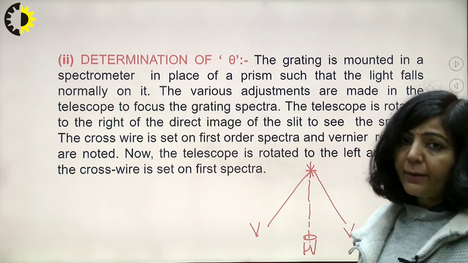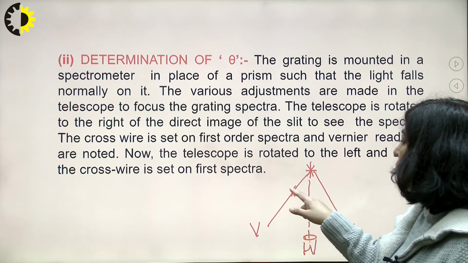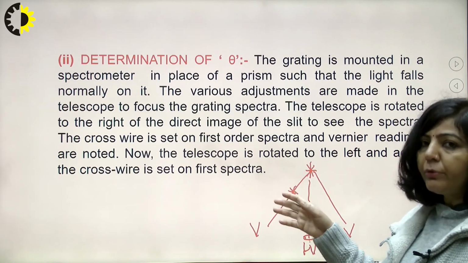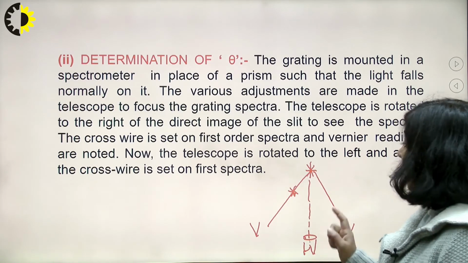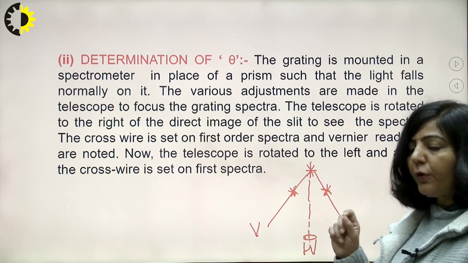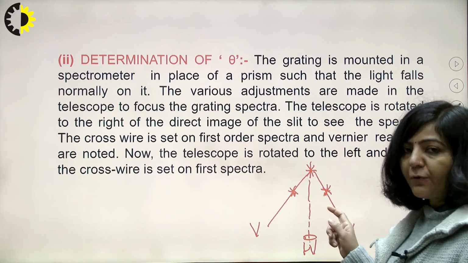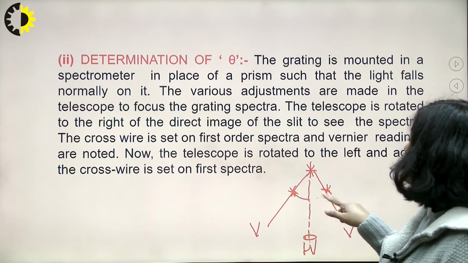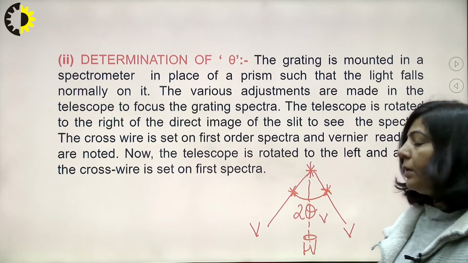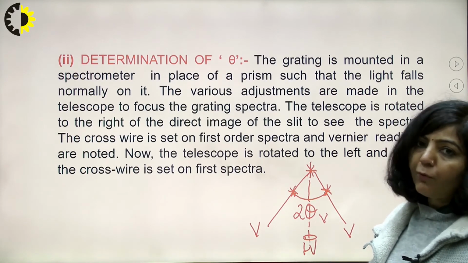If you want to find the angle of diffraction for this particular color, then what you have to do is set the crosswire of the telescope on this particular color, and then note down the readings of main scale and vernier scale. Then on the right hand side, again observe that particular color for the first order, and for that color find the main scale as well as vernier scale reading. The difference between these two readings will be twice theta for this particular color. Means this will represent twice the angle of diffraction of a violet color.